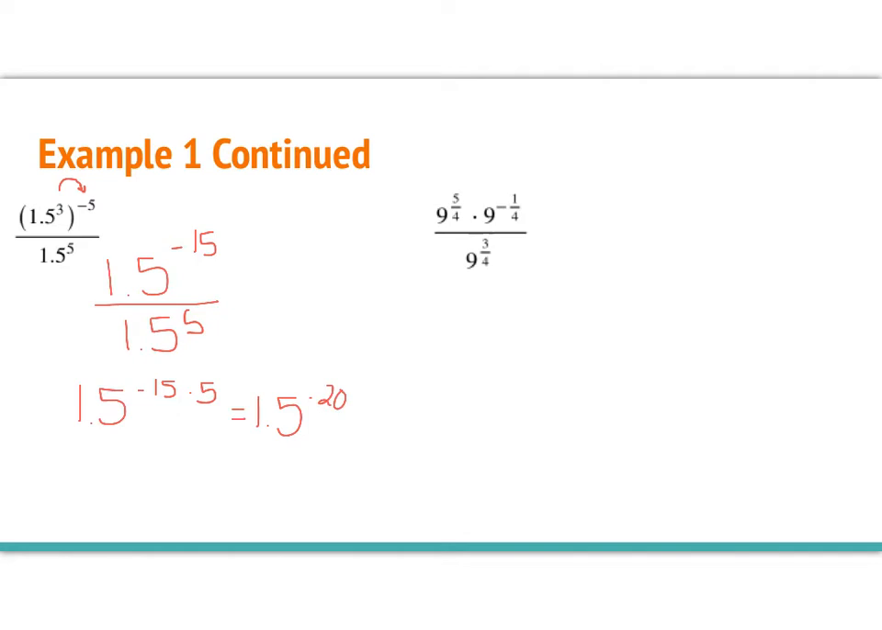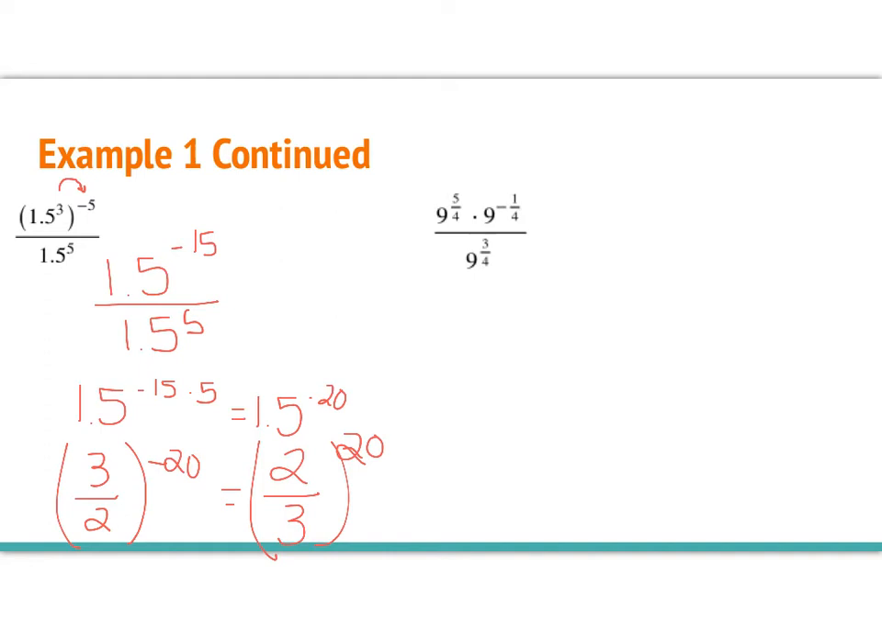Now that is giant. When I have decimals like this, I might want to turn them into fractions. So I might want to say that this is 3 over 2 all to the negative 20. Now, because we have a negative, we'd like to express it as a positive. That would be the reciprocal of this. So 2 over 3 all to the power of positive 20, which is giant.